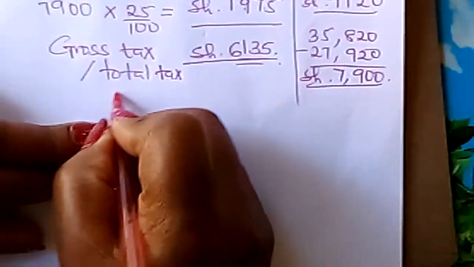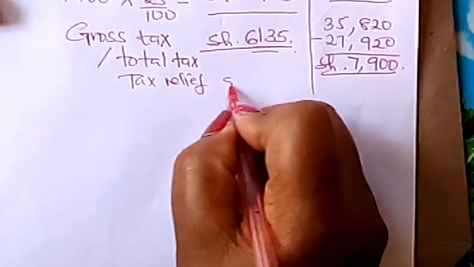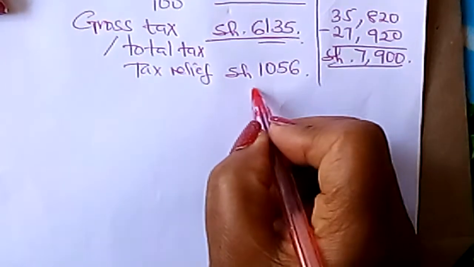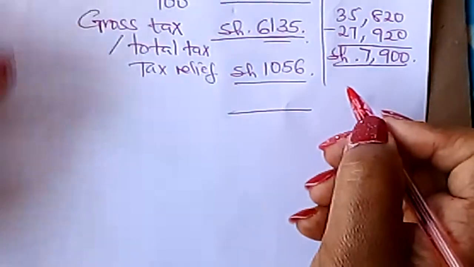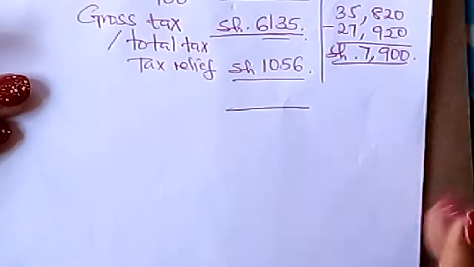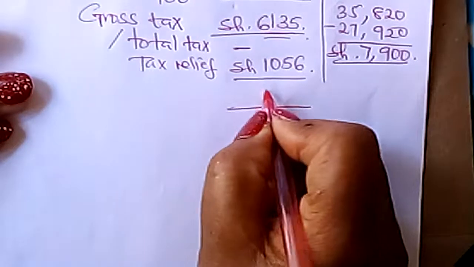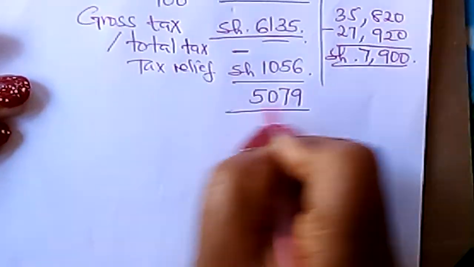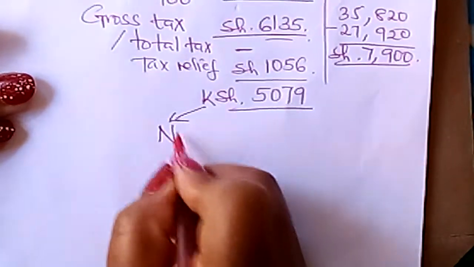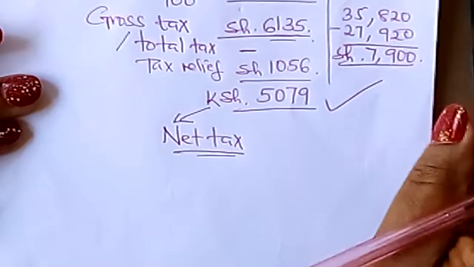And therefore, you come and say, tax relief is how much here. Here his tax relief is shillings 1,056. All reliefs are subtracted from the gross tax to get the actual tax that a person pays. Subtracting this, subtracting that, you will get 5,079 Kenya shillings, and therefore this is the net tax that he pays. This is the actual tax that Ole Saguya pays.